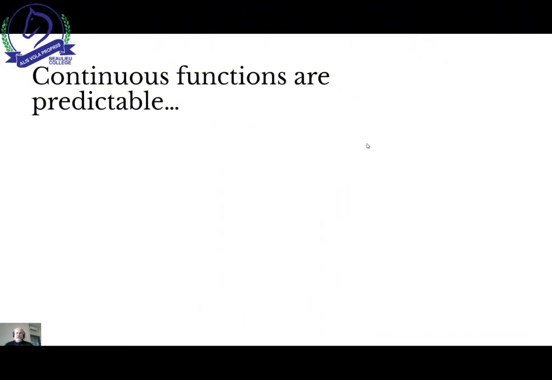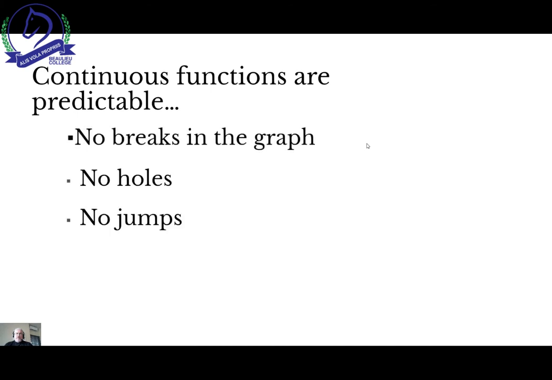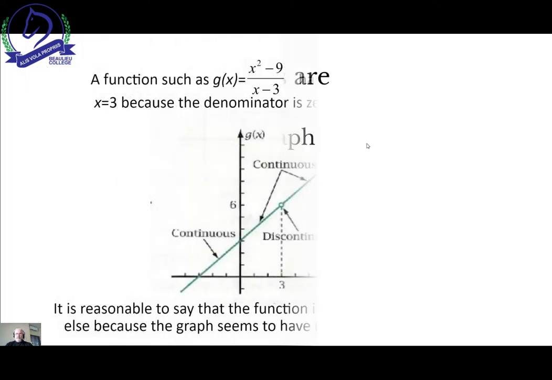So what is a continuous function? We say that a continuous function is a function that is predictable. Calculus fundis refer to a continuous function as a function that you can draw without lifting your pen. In other words, that function has no breaks in the graph, it has no holes or no jumps, and therefore we can say that the function is continuous. So a continuous function is a function that is predictable.